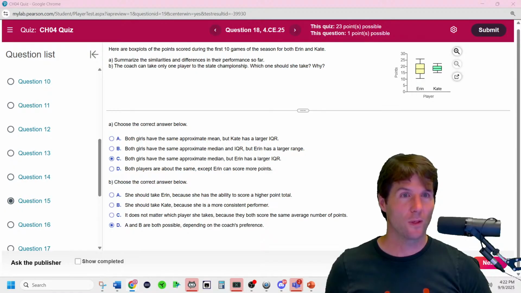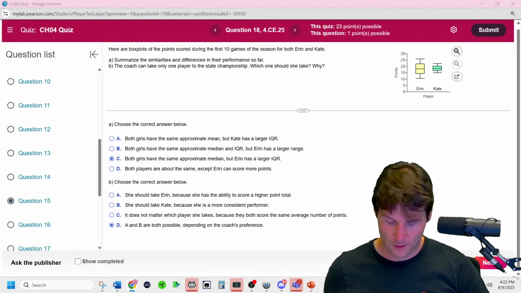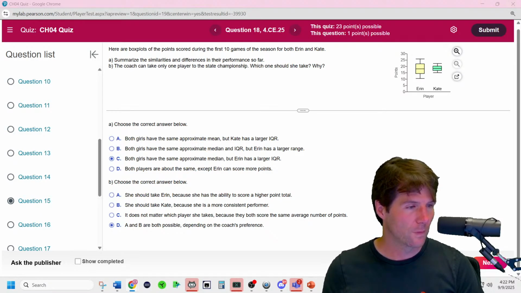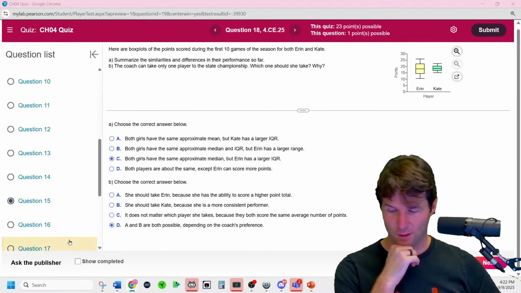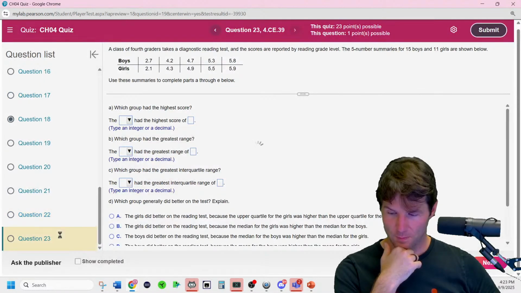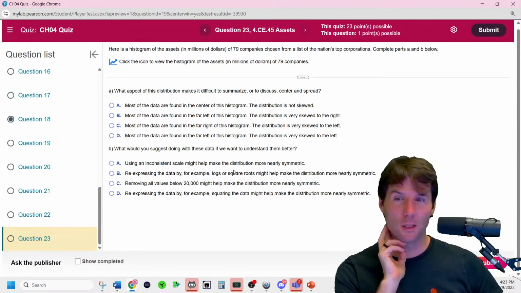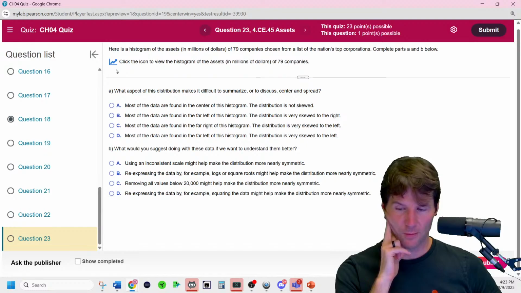We did that one. And here is a histogram of the assets. Here's a histogram of the assets in millions of dollars of 79 companies, complete the parts below.